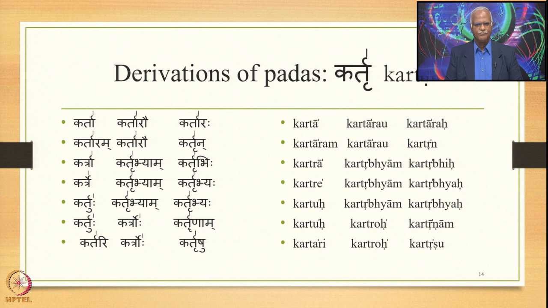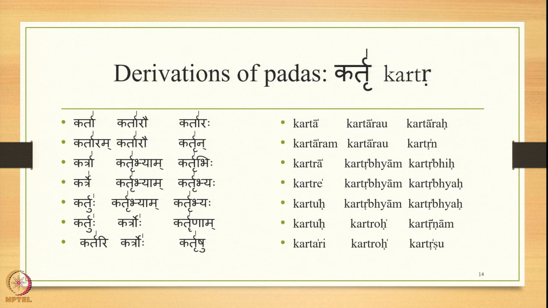Now, if we look at the forms of the word kartru with initial udatta vowel, this will be a contrast, and this word kartru is derived by adding the suffix trun. The meaning of this word is a skilled doer. In this case, the initial vowel is udatta, so the other vowels are anudatta. So here we have kartra, in which the initial vowel is udatta, this vowel is anudatta, kartru, followed by another anudatta vowel, a.